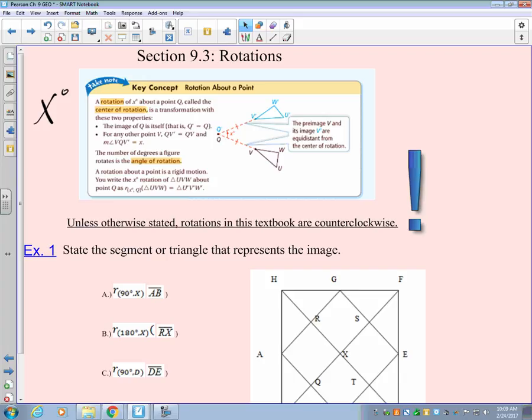And the second one is, go ahead, Andrew. For any other point V, QV prime equals QV, and the angle V Q V prime equals x. So the distance between your point of rotation and your original figure is the same as the distance between your new point and the center of rotation. If you look at the picture here, the distance between Q and your original point V is going to be the same as the distance between Q and V prime after you rotate it.